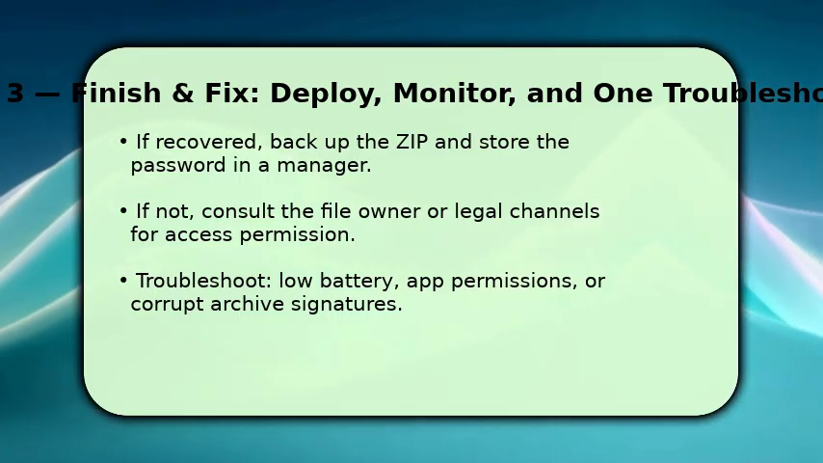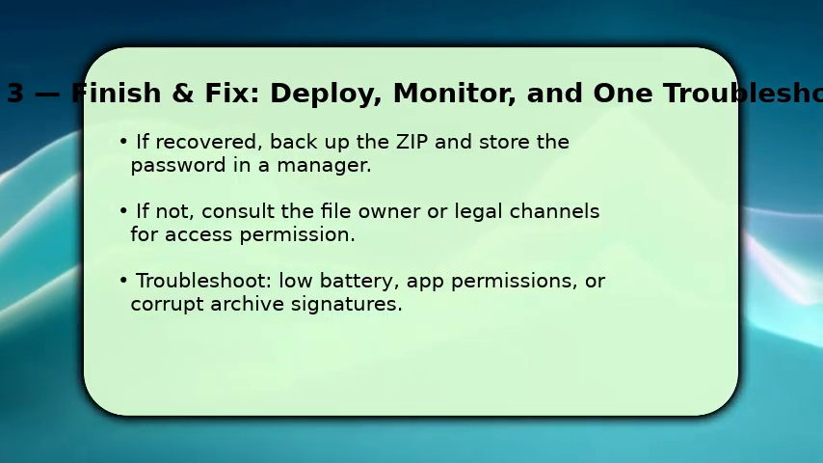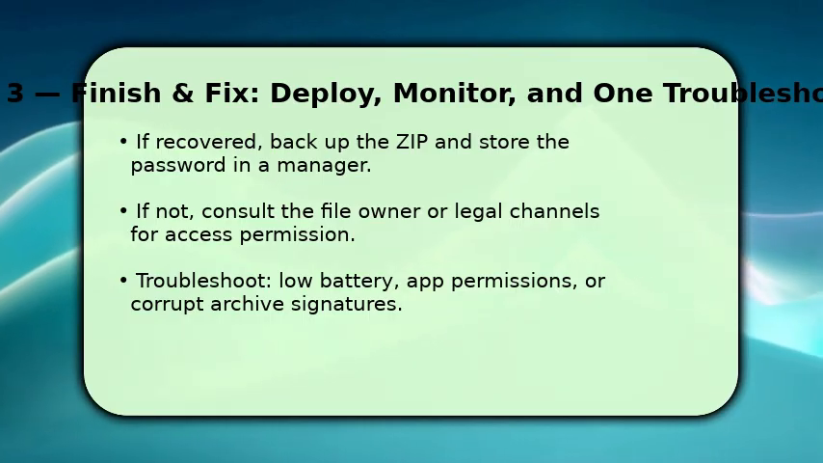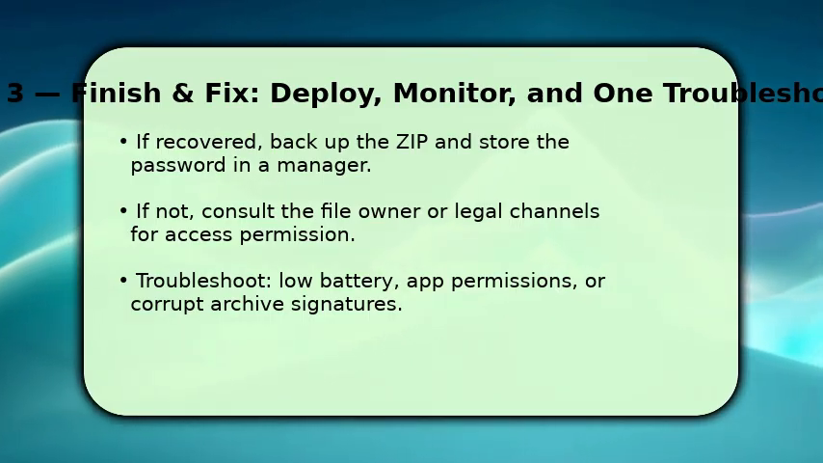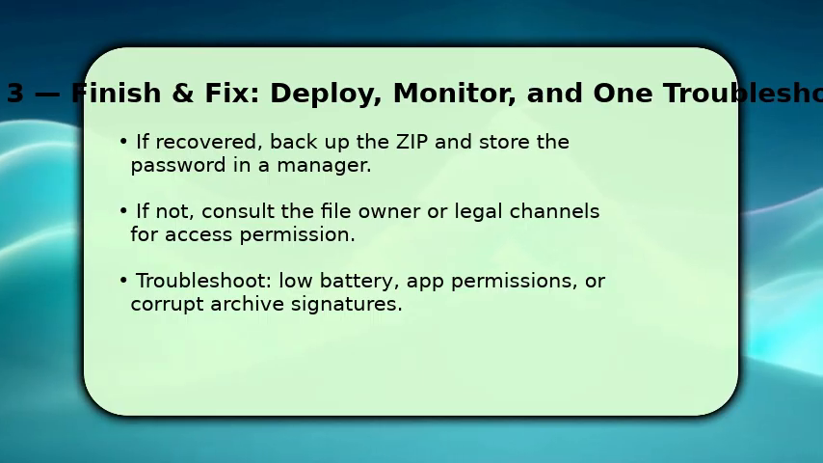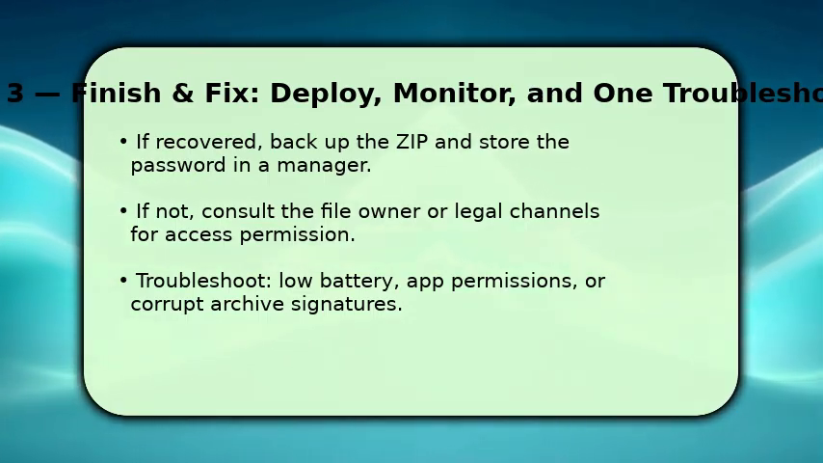Make sure your device has sufficient battery and storage, and grant the archive app storage permissions before retrying. If the archive seems corrupt, try repairing tools from trusted developers or restore from a backup. That often resolves signature or extraction errors.